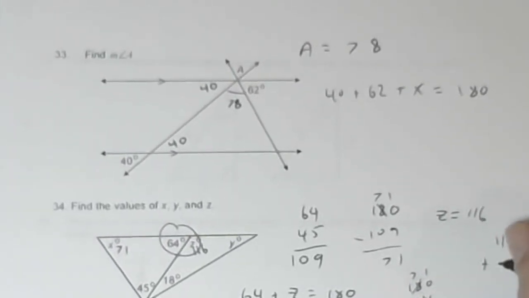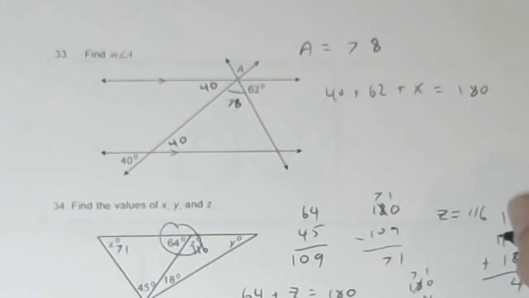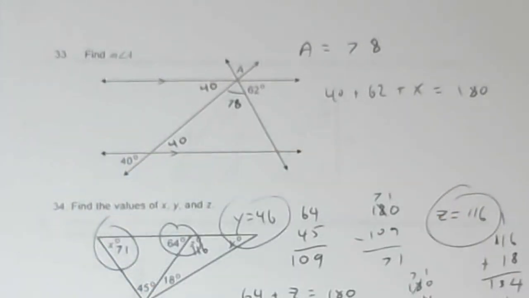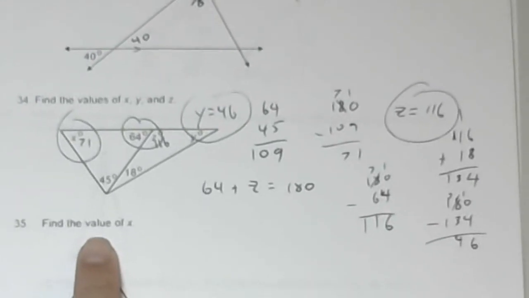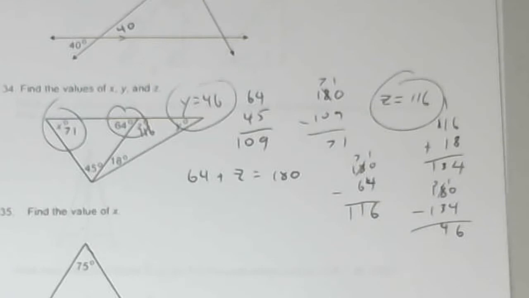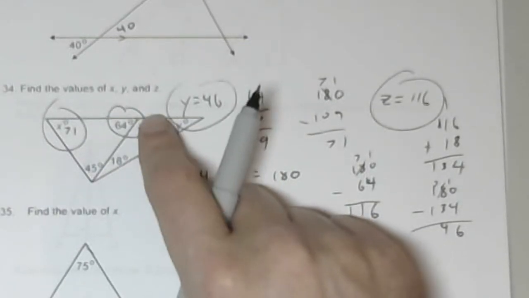So 116 plus 18, I'll add those. It's 134. 180 minus 134 is 46. Okay. Y is 46. Z is 116. X is 71. Oh, ran off the page there. We're just dealing with three angles of a triangle adding up to 180, or a supplementary pair. A linear pair, I should say, being supplementary.